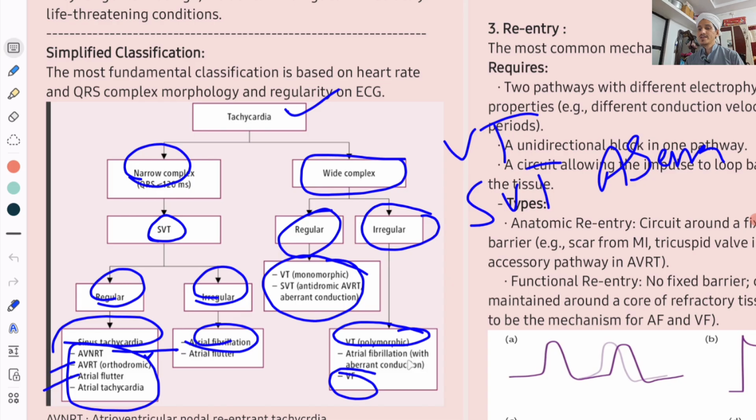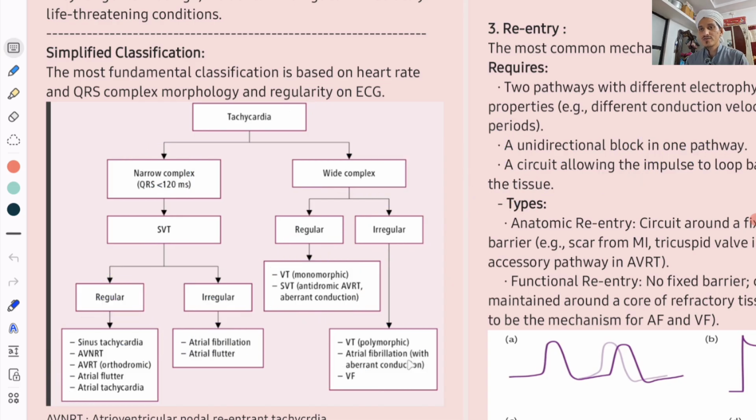So I think this is enough for today. Many things are there to learn in arrhythmias. Arrhythmias are not an easy topic. They are complicated topics. We will learn step by step.